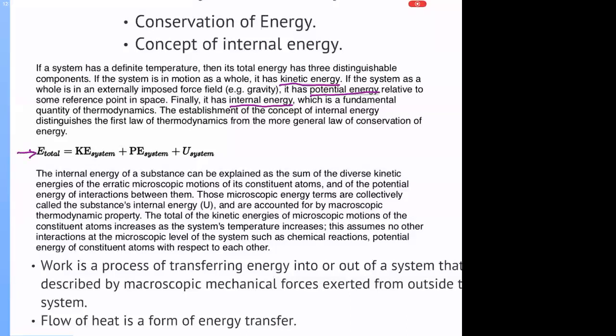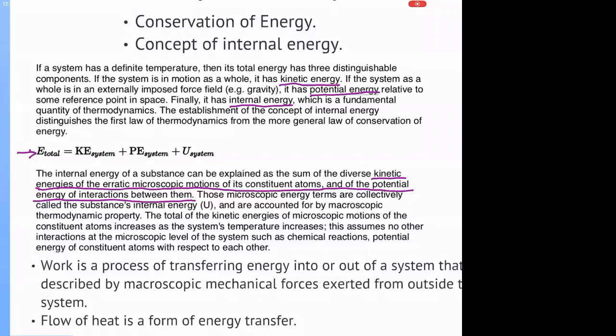Now, what is internal energy? The internal energy of a substance can be explained as the sum of the diverse kinetic energies of the erratic microscopic motions of its constituent atoms and the potential energies of interactions between them. What does that mean? If I take a cylinder containing gas, what is this internal energy? It is the kinetic energy of all the molecules that make up that gas, and also the potential energy, for example, the Coulombic interactions between all these molecules. Okay, if charges exist, or there's a magnetic field, and so on and so forth.